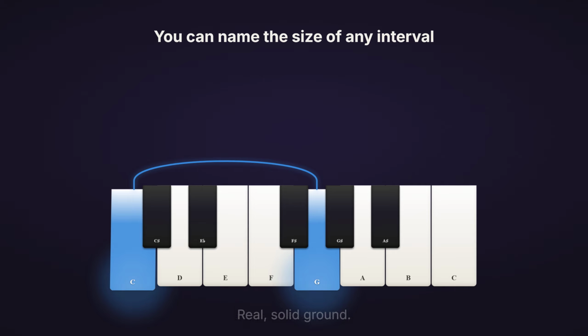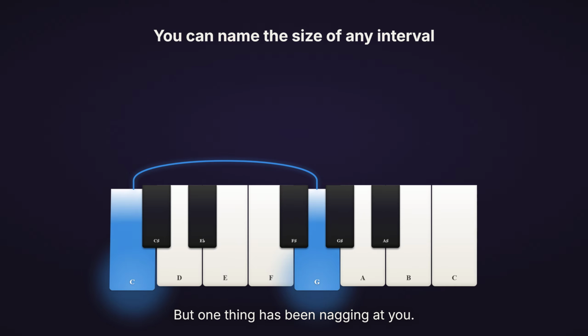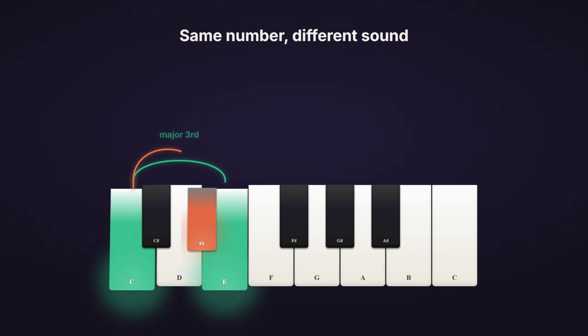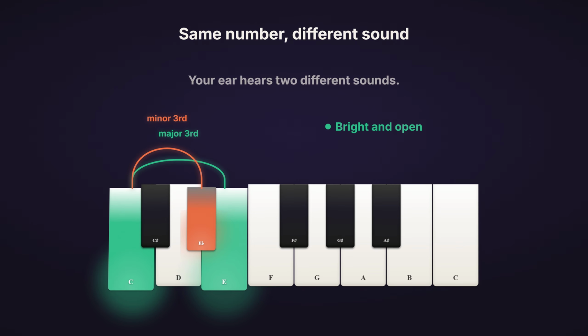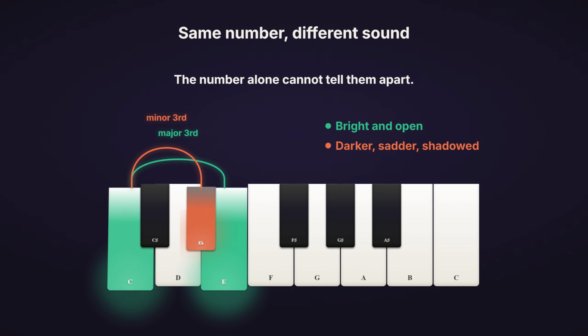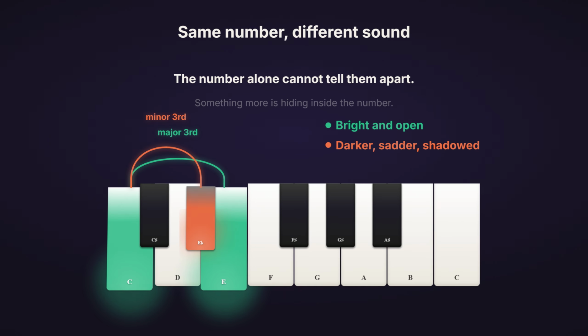But you may have noticed something nagging at the back of your mind this whole time. We saw that C to E and C to E flat are both thirds. The number says they are the same size. And yet, if you actually listen to them, they clearly do not sound the same at all. One of them is bright and open. The other one is darker, sadder, more shadowed. The number alone simply cannot tell those 2 apart.